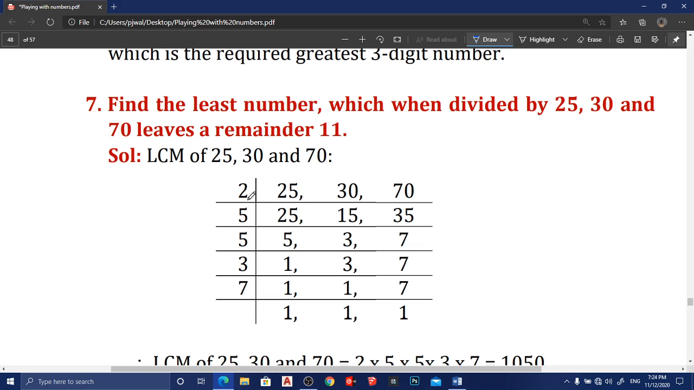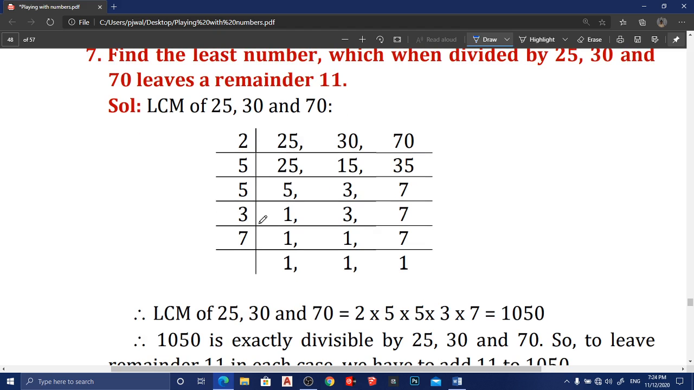So first you find the LCM. I am taking 2 here; 25 cannot divide, so bring down. 2 15s, 2 35s. Here I can divide all with 5: 5 5s, 5 3s, 5 7s. Here 5 ones, so 3, 7. Here I can take 3, 3 ones, and 7, 7 ones. Now multiplying 2 into 5 into 5 into 3 into 7, you are getting 1050.